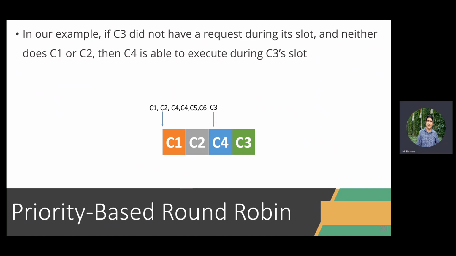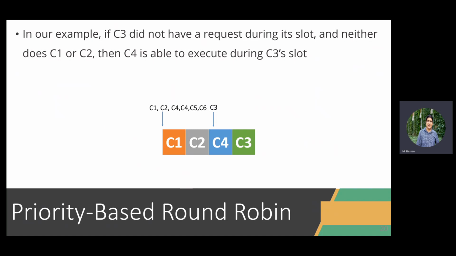Let's think of how we really schedule this sequence using priority-based round robin. At the beginning, I'm starting with C1. Does C1 have a request? Yes, C1 is here, so I schedule C1. After this, it is round robin, so I take C1 to the back of the queue and then bring in the C2 request. Does C2 have a request? Yes, then schedule it. At this point, I'm looking for C3.